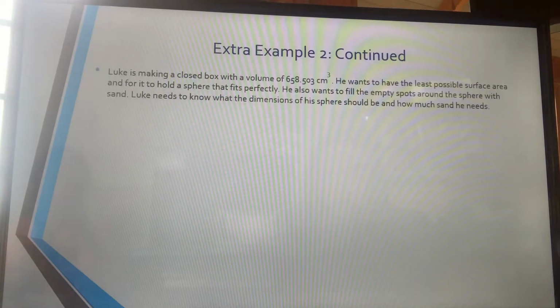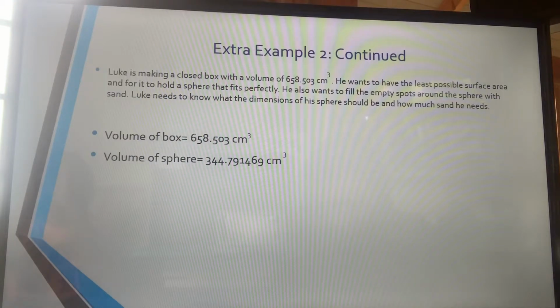Here we have the same question continued. Now that we know the volume of the box is 658.503 centimeters cubed and the volume of the sphere is about 344.791 centimeters cubed, the empty space where the sand will go can be calculated by taking the total volume of the box minus the volume taken up by the sphere.